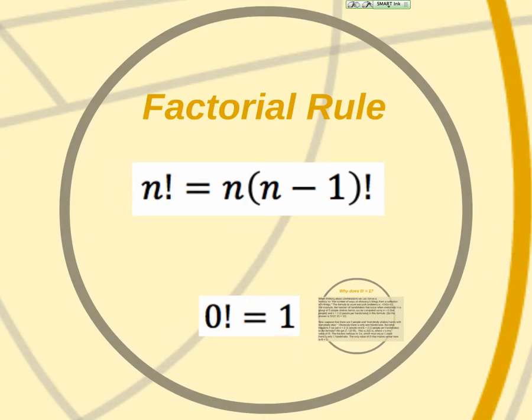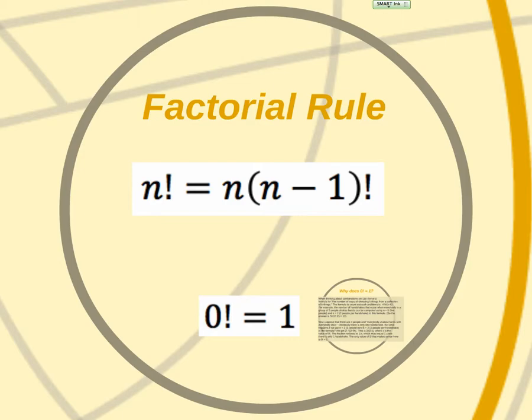And 0 factorial equals 1. Now there's a really long explanation for that, but it's akin to how anything to the 0 power equals 1. It's sort of the same. So if you want to, we can talk about the long explanation for that, or we can move on. Okay, it looks like we want to move on.